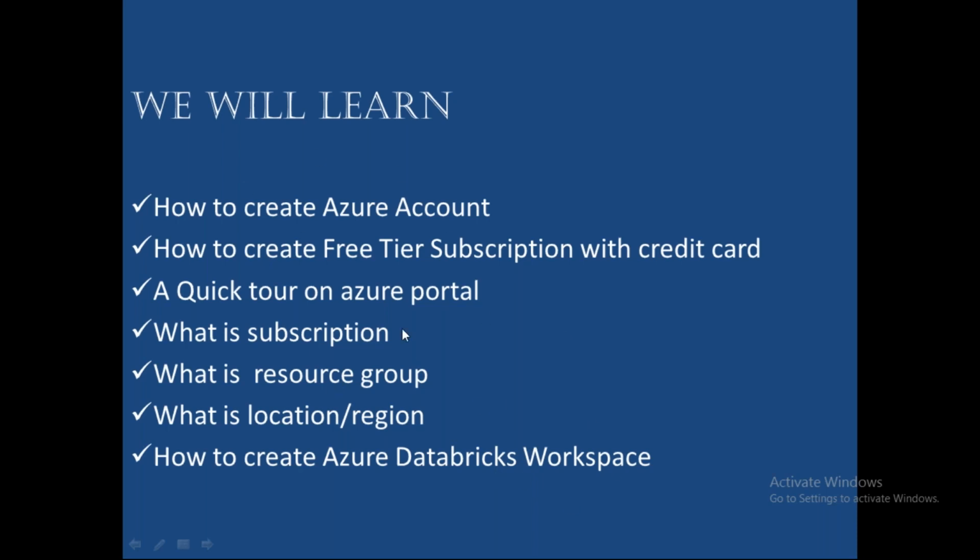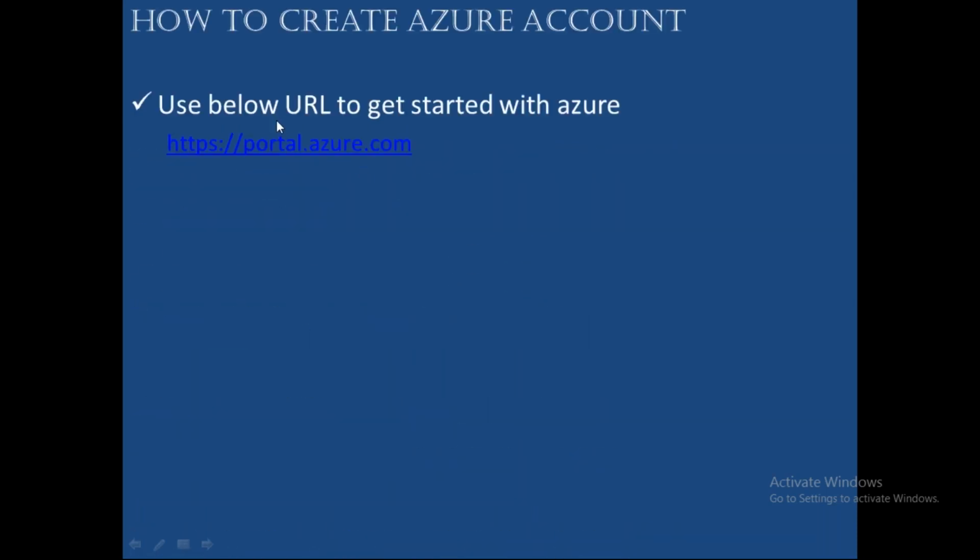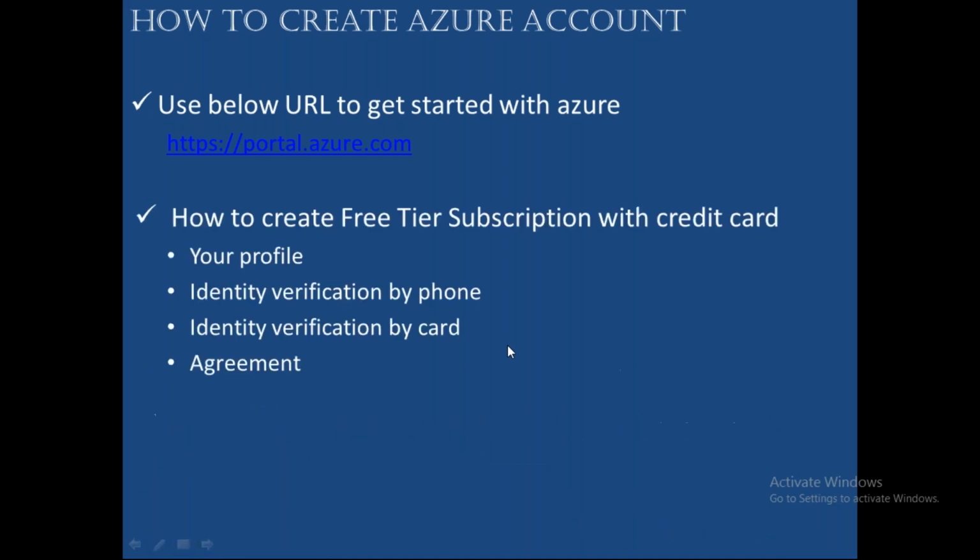Let me go and show you how you can create an Azure account. See, if you want to create an Azure account, you have to access a URL called portal.azure.com. Okay, if you want to create a new account, you have to access portal.azure.com. If you want to log in, the same URL you have to use, portal.azure.com. Next, how to create a free tier subscription.